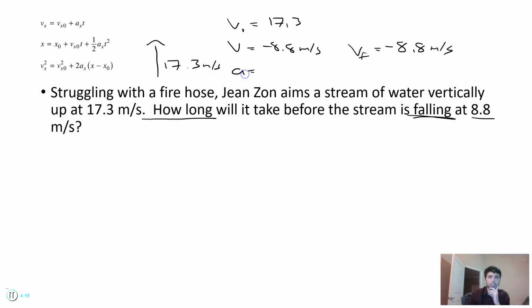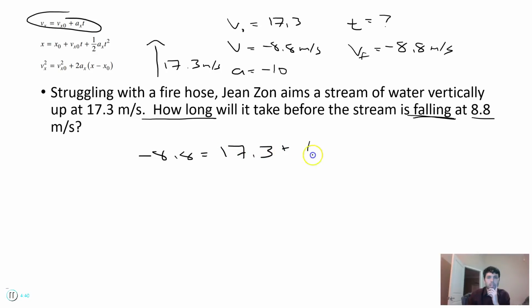We know the acceleration due to gravity is negative 10. We're looking for the t. Don't know what t is. But with these equations, these variables, look at my equation chart on the left here. Looks like I can use this first one to find out my t, because I know final velocity, again, negative 8.8. Initial velocity, 17.3. Plus a is negative 10 times t. I'm going to solve for t, so I'm going to subtract 17.3 from both sides.